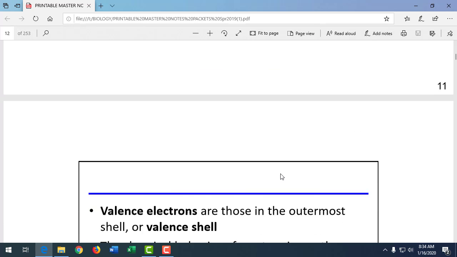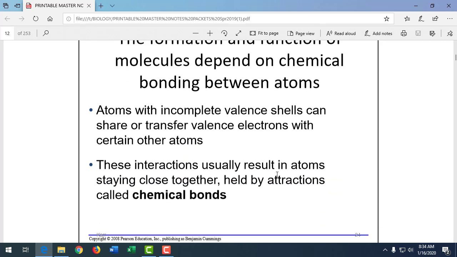Okay, so if they have incomplete valence shells, they want to share via bonds, a covalent bond, or transfer via ionic bonds to get their valence shells full, so they're stable.